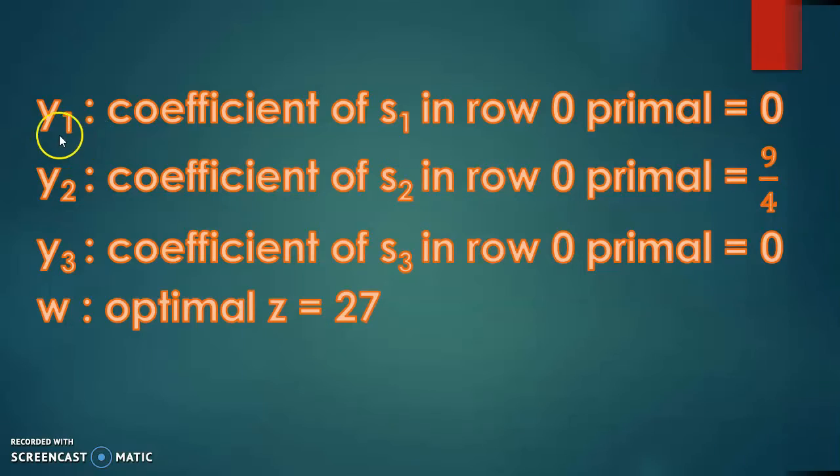Last but not least, y1 represents the coefficient of s1 in row 0 of the primal, which is equal to 0. y2 represents the coefficient of s2 in row 0 of the primal, which is equal to 9/4. y3 represents the coefficient of s3 in row 0 of the primal, which is equal to 0. w represents the optimal z, which is equal to 27.